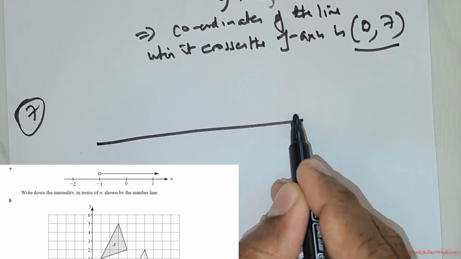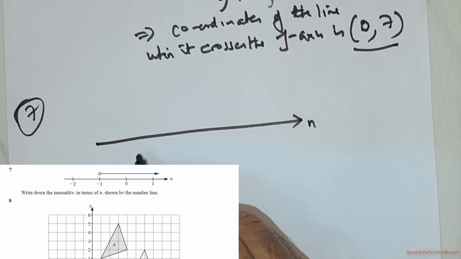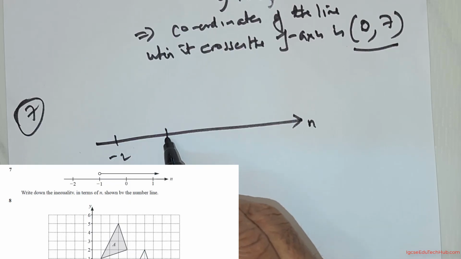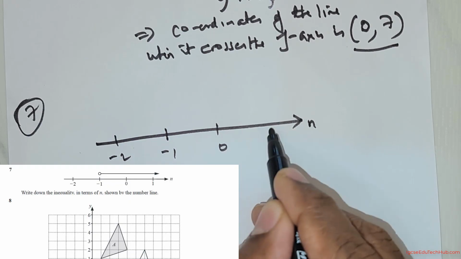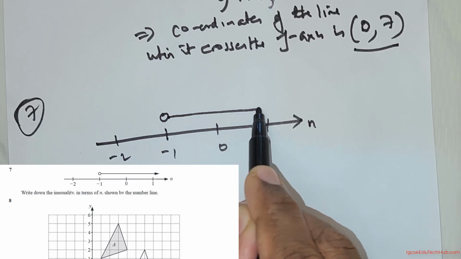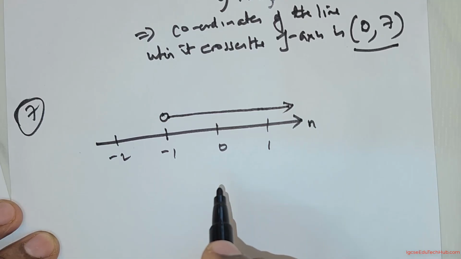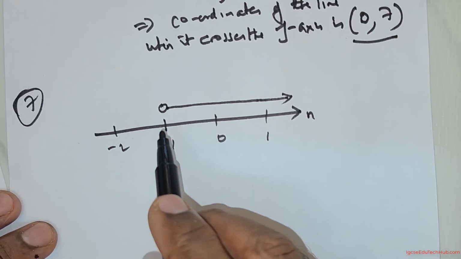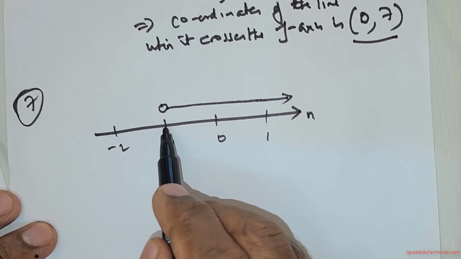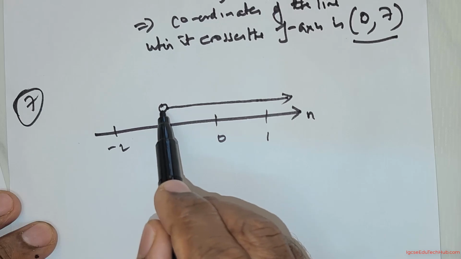We have a number line like this for the variable n. You have -2, -1, 0 and 1, and a line with a circle at -1 that is extended like this. Now we are asked to write down the inequality. The most important observation you will have to notice is this circle. The circle is not shaded.